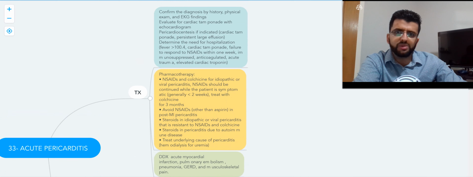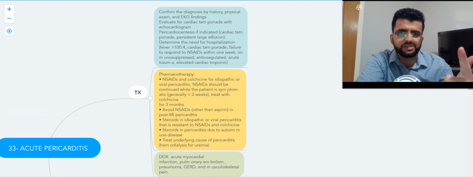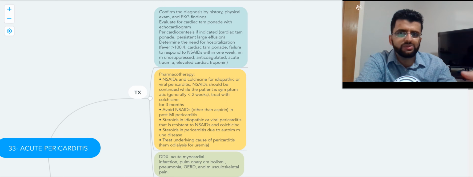After that, we confirm the diagnosis by history, physical exam, and EKG findings. Okay, you evaluate for cardiac tamponade with echocardiogram. You order that just in case there is a pericardial tamponade, and you order pericardiocentesis if there is a large effusion or if there is pericardial tamponade.